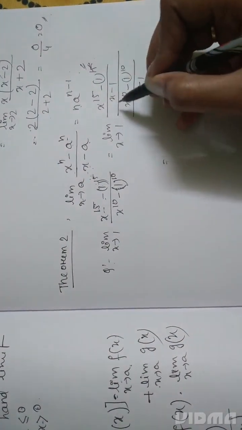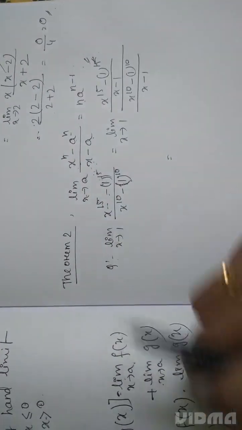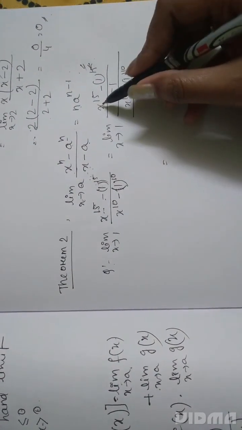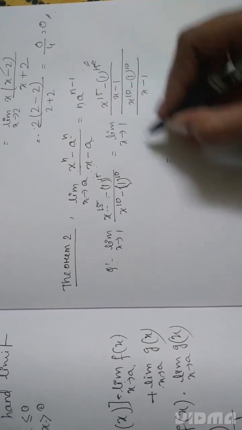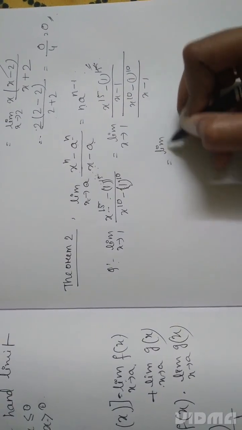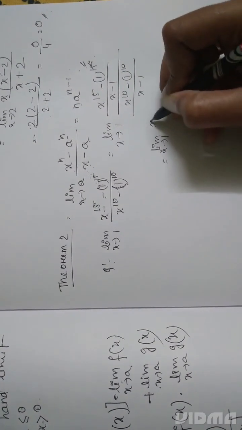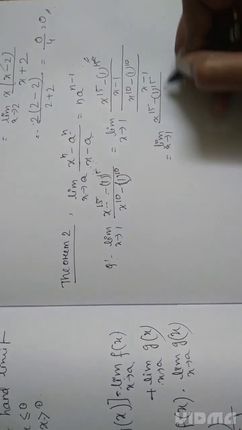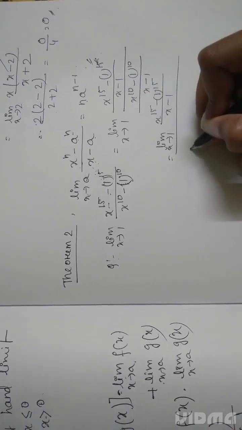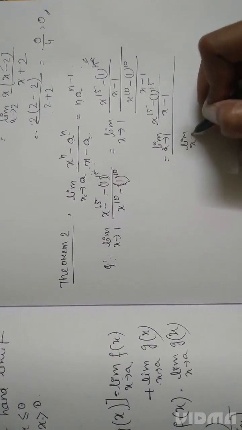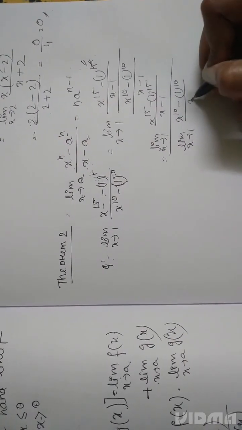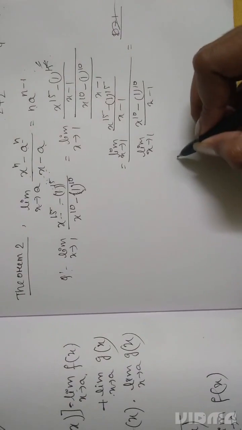So now by theorem number 4, which we have studied just a few minutes before, you can see that it is the rule for the division. So in division rule, limit x tends to 1, we are going to write it as x to the power of 15 minus 1 to the power of 15 by x minus 1, divided by limit x tends to 1, x to the power of 10 minus 1 to the power of 10 by x minus 1. Now substitute.